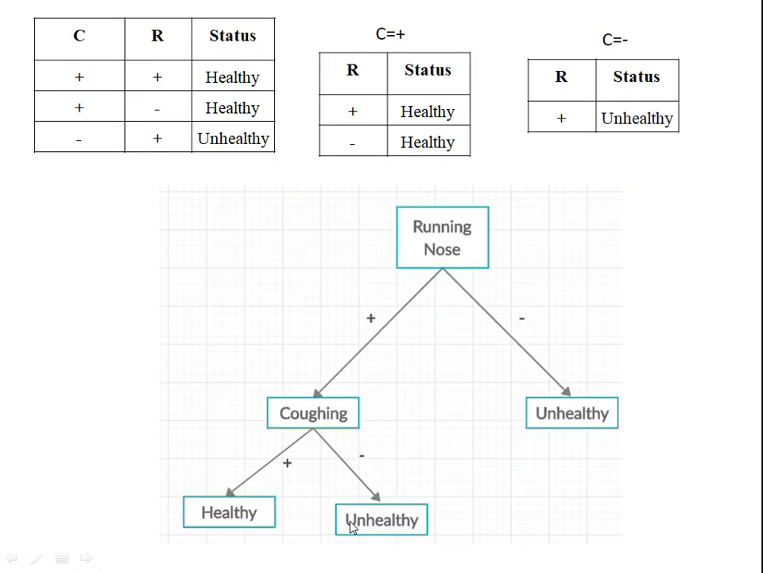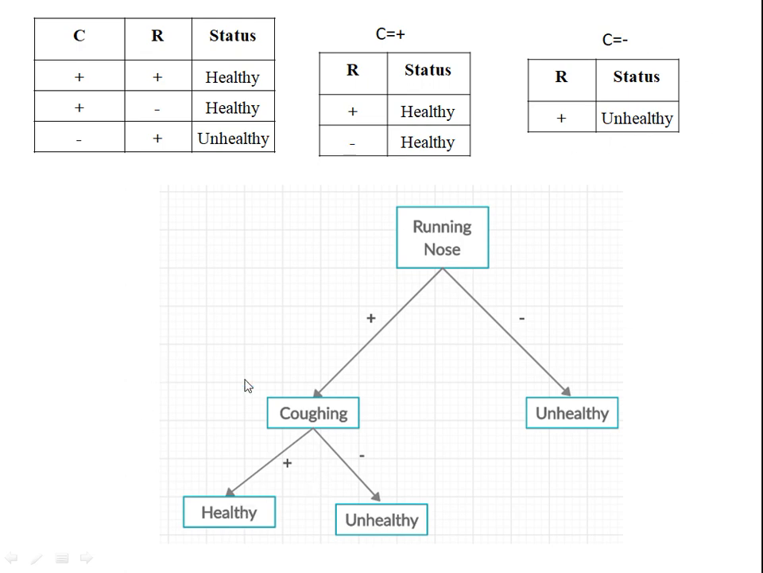Again we are dividing the table. Now this is our original table, and based on the C value we are dividing the table: C plus and C minus. Under C plus we are getting two records, that is healthy, and under C minus we are getting only one record, that is unhealthy. Here we can easily check that there is no need of classification, because whenever C is plus we get the healthy cases, and whenever C is minus we get the unhealthy cases.